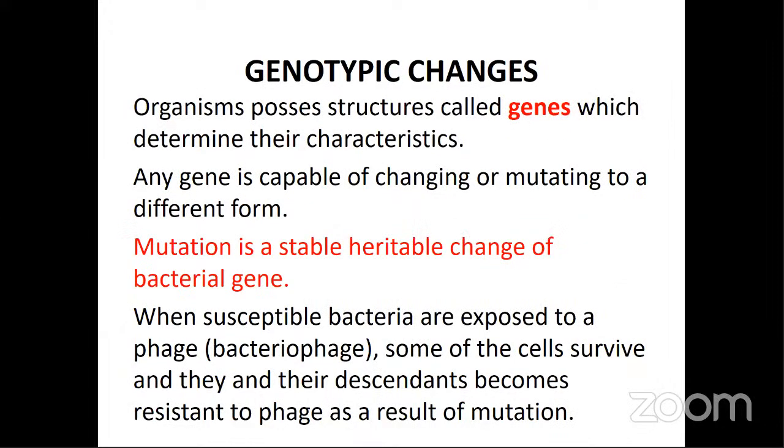Genotypic changes. Organisms possess structures called genes, which determine their characteristics. Any gene is capable of changing or mutating to a different form. Let me use human being as an example so that you will be able to understand what is also happening in the microorganism. For example, men and women, especially women, age over 40, go for tests. You want to check to be sure you don't have cervical cancer.